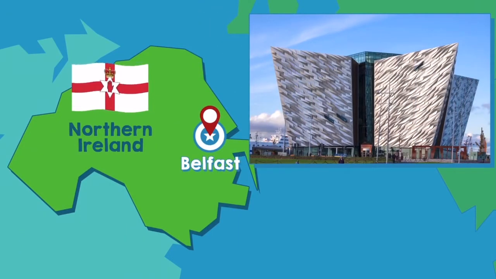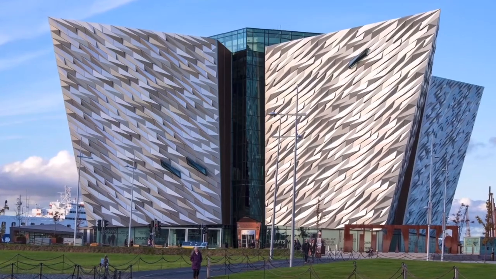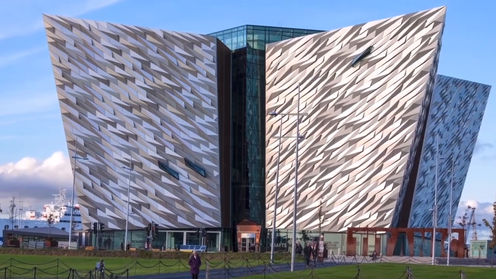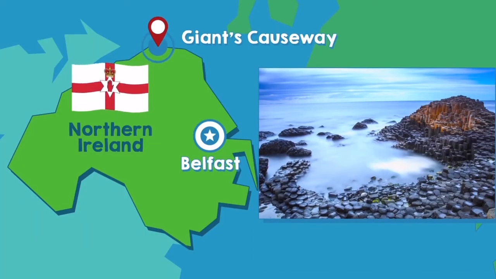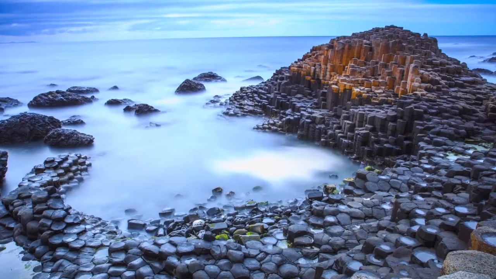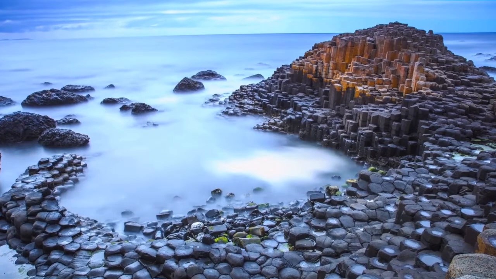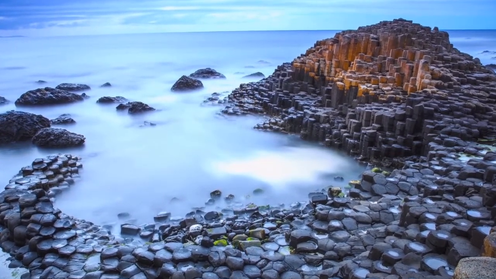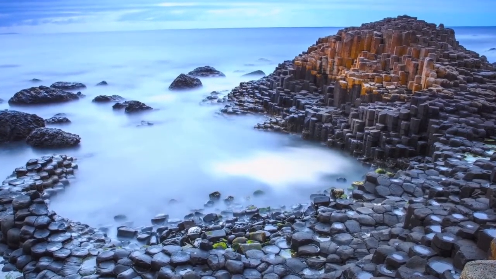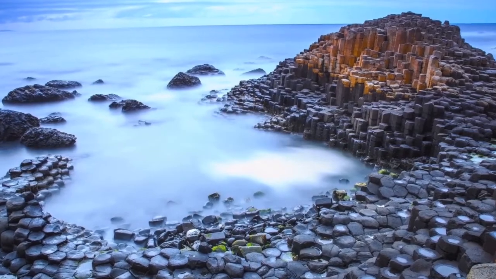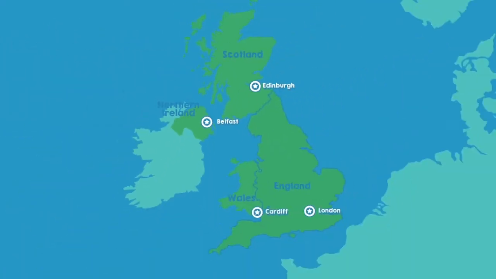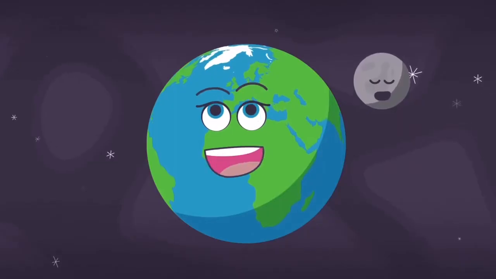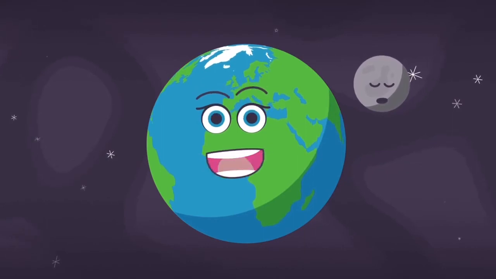This is the Titanic Museum, which tells the story of the famous ship. And this is the Giant's Causeway. Legend says it was built by a giant who wanted a shortcut between Northern Ireland and Scotland. But really it was formed when the lava from a volcano cooled and formed these columns. With so many amazing places, I bet you can see why the United Kingdom is so special to me.